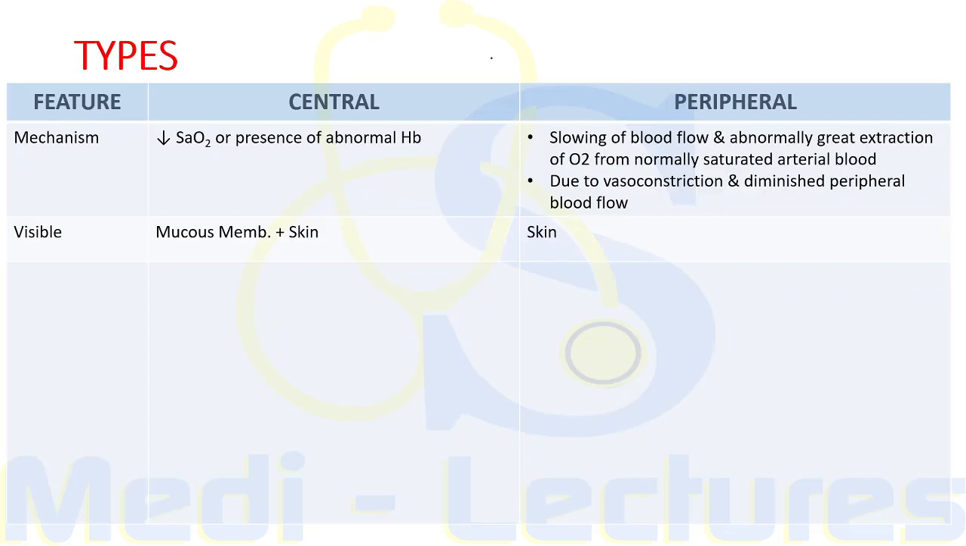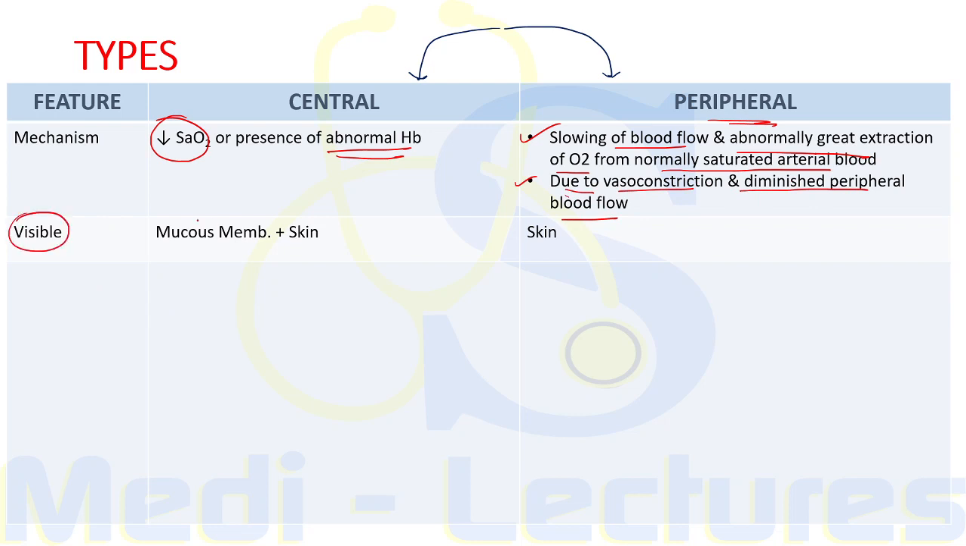Now, considering the types, cyanosis can be divided into two types, that is central and peripheral. When we discuss the mechanism, the central cyanosis occurs either due to decreased arterial oxygen saturation or a presence of abnormal hemoglobin. On the other hand, peripheral is due to slowing of blood flow and abnormally great extraction of oxygen from normally saturated arterial blood. It usually occurs due to vasoconstriction and diminished peripheral blood flow. The cyanosis is visible in mucous membrane of oral cavity and conjunctiva along with skin in central, but in peripheral it is visible only on the skin surface.